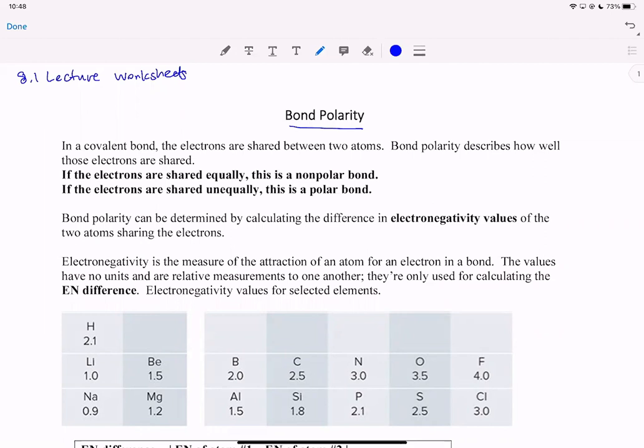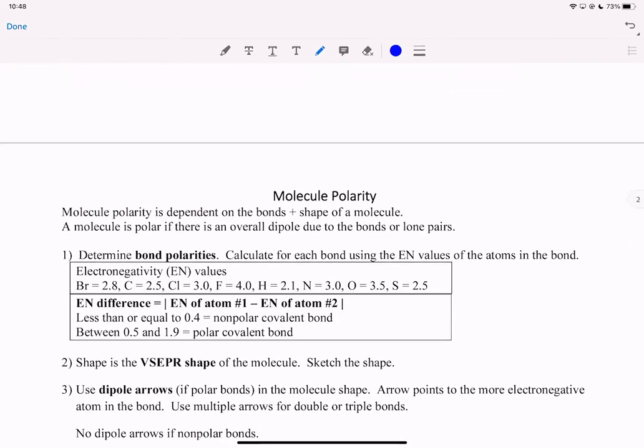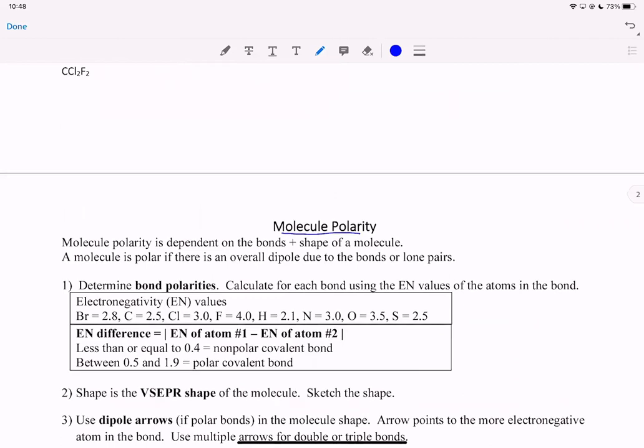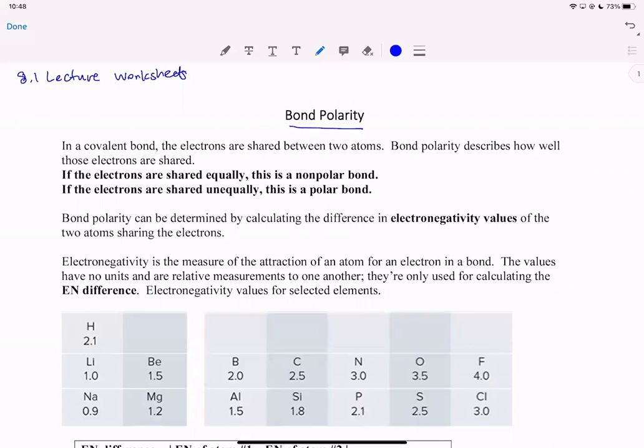The name bond polarity is very similar to the next worksheet we're going to talk about, which is molecule polarity. Now, don't get confused though, they are very different concepts. Bond polarity has to do with the distribution of electrons in one bond. There's two electrons in one bond, and we're just talking about where those two electrons are. Do they spend more time on one atom versus the other atom in the bond? That's just that bond.